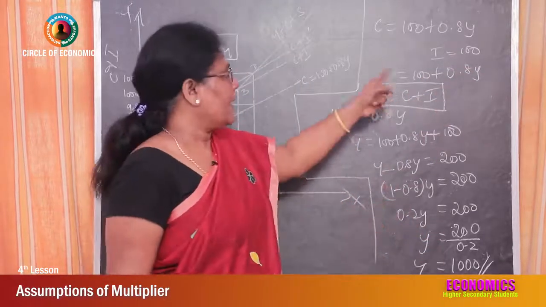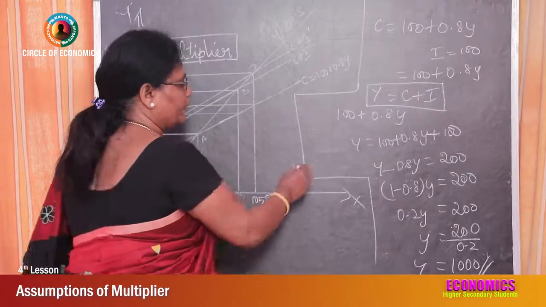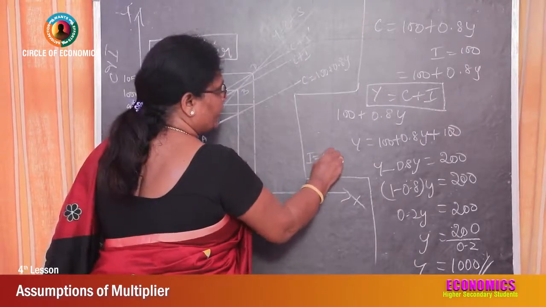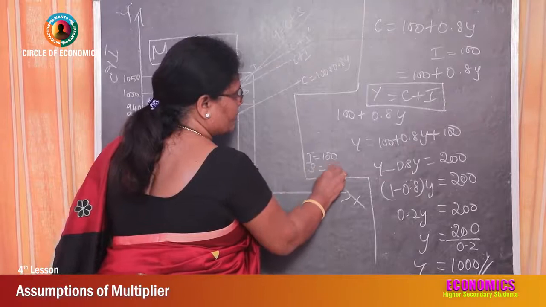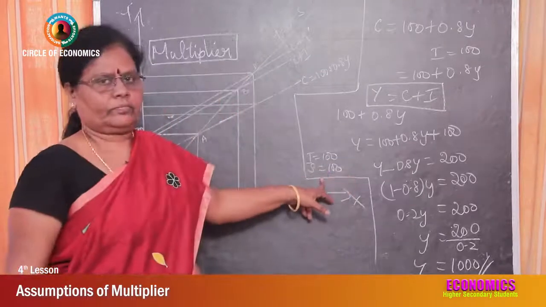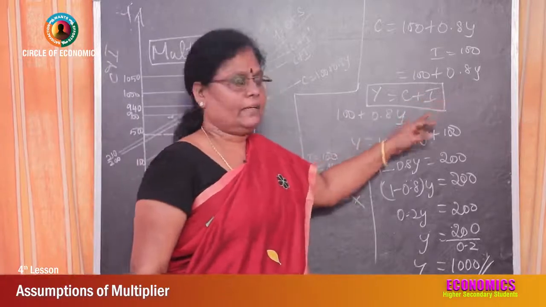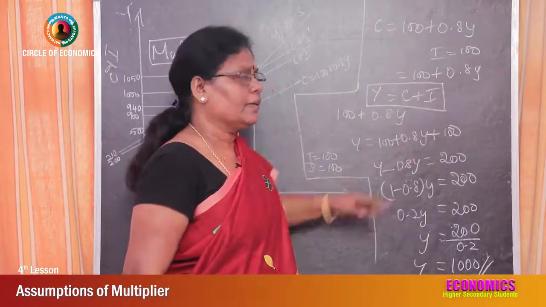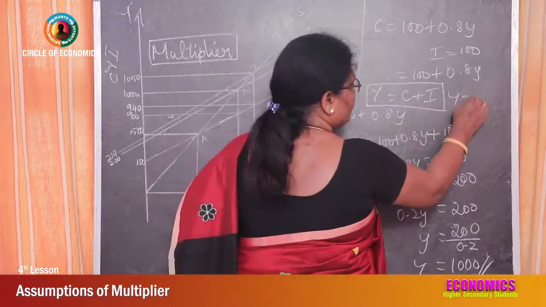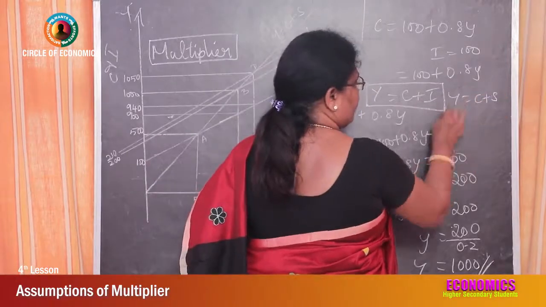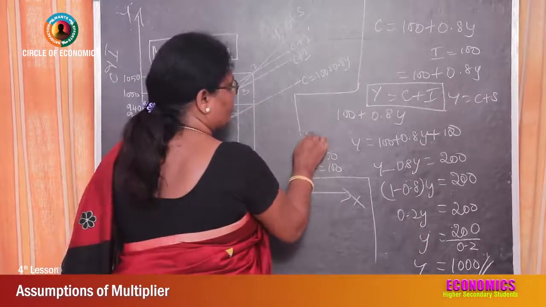Okay, so here I is 100, so what is saving? If I is equal to 100, what is saving? Saving is also equal to 100. That all of you know, it is because Y is equal to C plus I. From where have we got this I? That is from Y is equal to C plus S. That means S is equal to I.